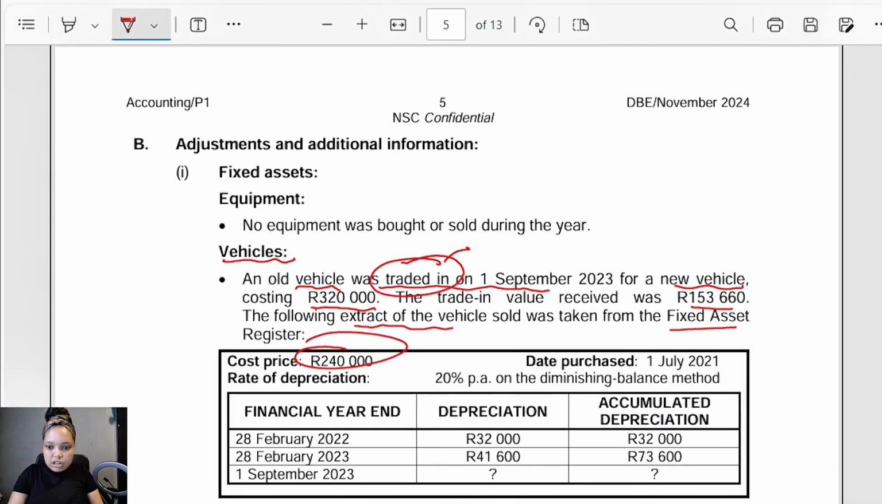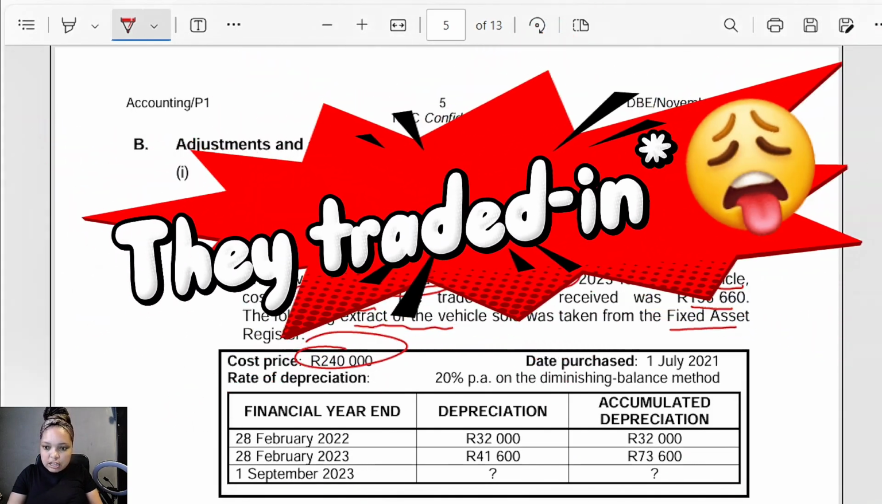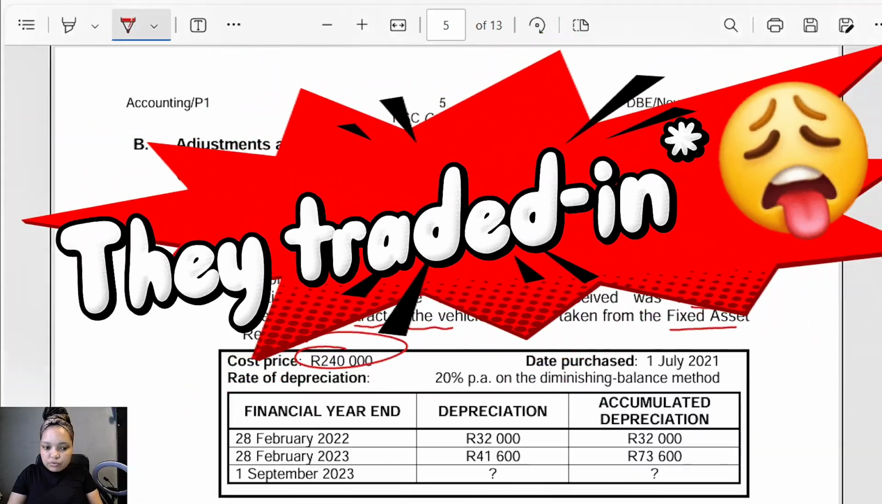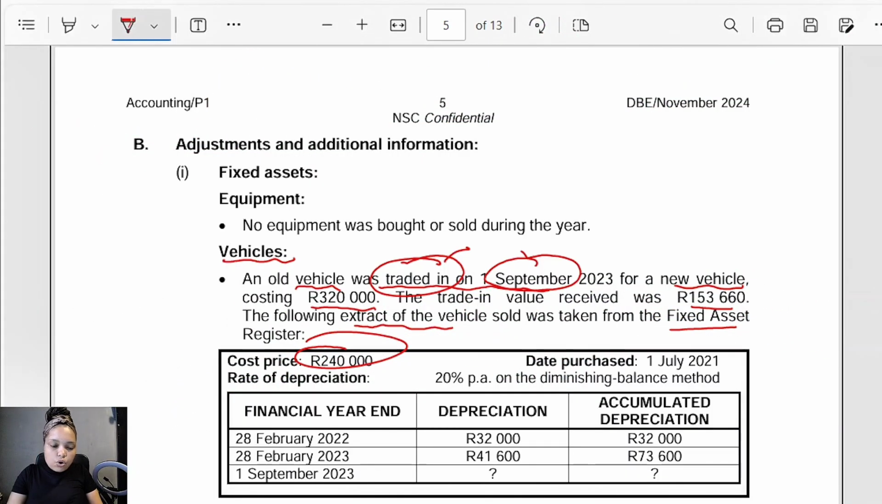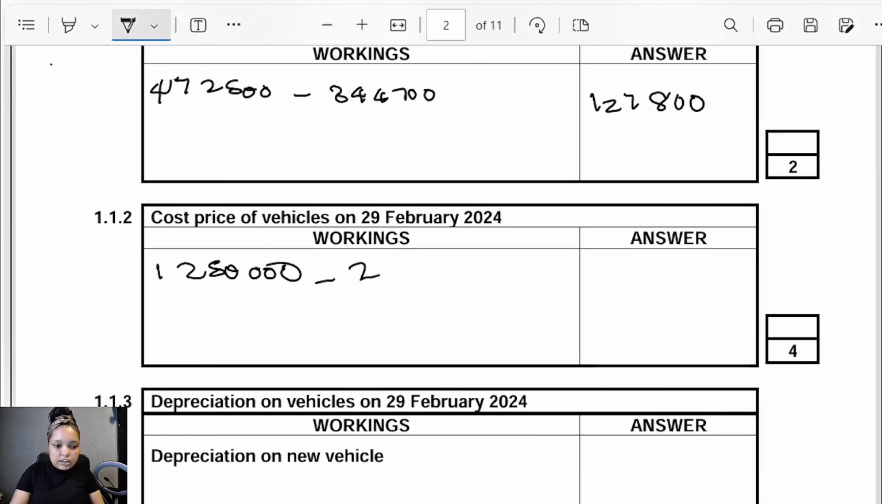And now, what happened this year? This year we're told that on the 1st of September, they gave away one of those vehicles. So when they gave away one of those vehicles, it means that it no longer belongs to the company. So we have to remove that old vehicle's cost. Here we always have to take the original cost price. So we have to remove that old vehicle's cost from the total, which is 240,000 rands. So we less about 240,000 rands.